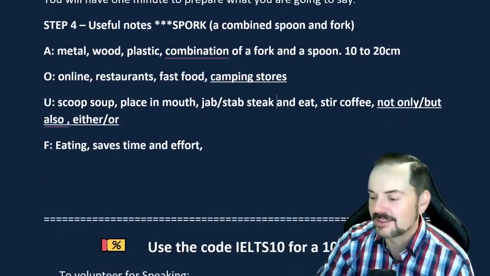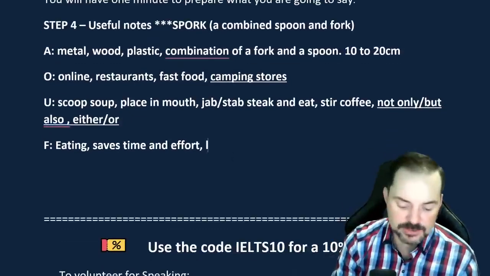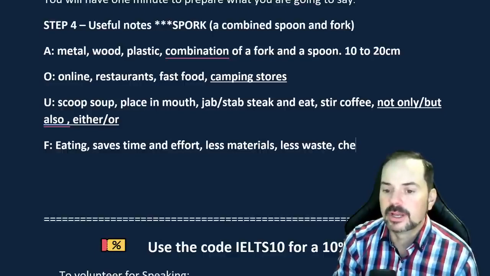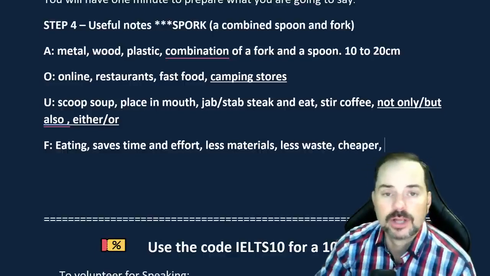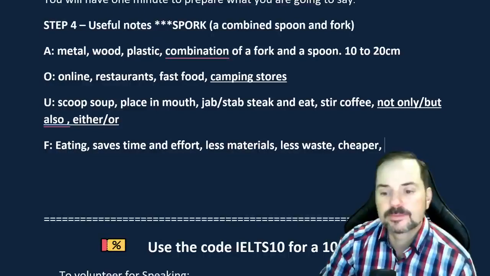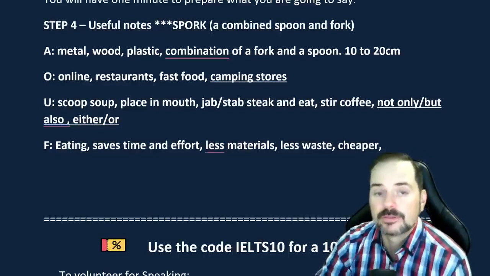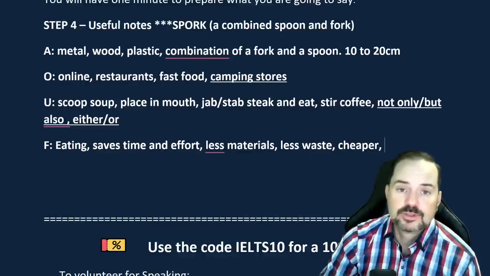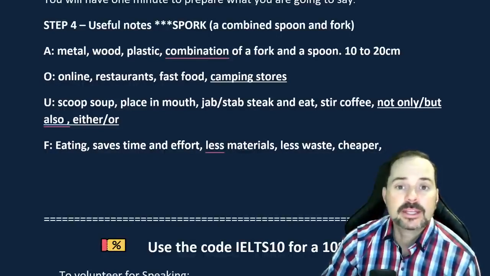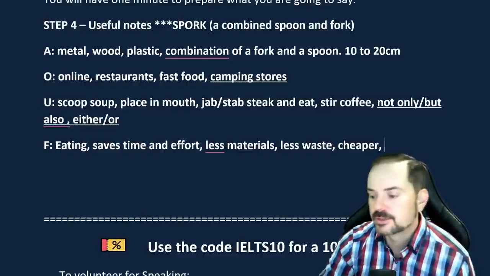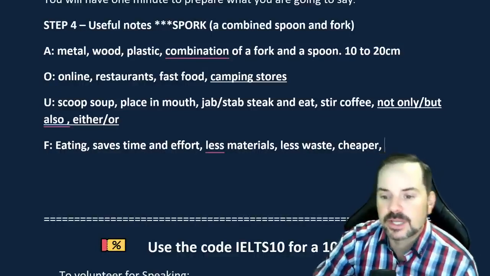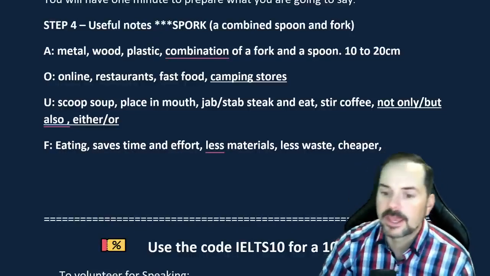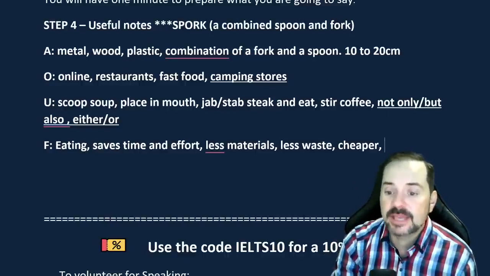Okay, Dewey says to save plastic and materials. Yeah, so less materials, less waste, and cheaper, right? So if you have a noodle restaurant and you give somebody a spork, and that's actually where you find them sometimes, there are fast food noodle restaurants. You have a spork, it's convenient. You don't have to switch between a spoon and a fork. And it's cheaper, right? You don't have to have two utensils, okay? So it's cheaper, it's less waste, it's functional for some kinds of foods like hot noodle soup, okay? And it takes less space too, right?